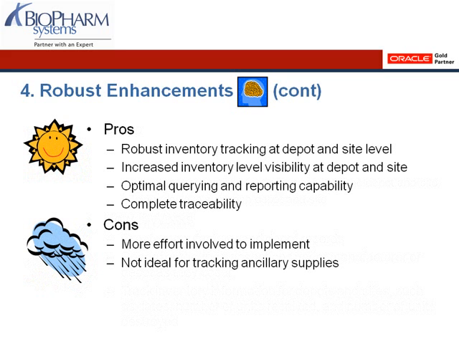The cons to this approach, or drawbacks, is obviously there's more effort involved to implement. So we're looking at a series of new screens and views to be able to track all this information at all levels. And then the second thing is it's not really ideal for tracking ancillary supplies. So you would still have to track equipment and ancillary supplies separately from this, because you're not really interested in tracking, obviously, inventory levels for those pieces.